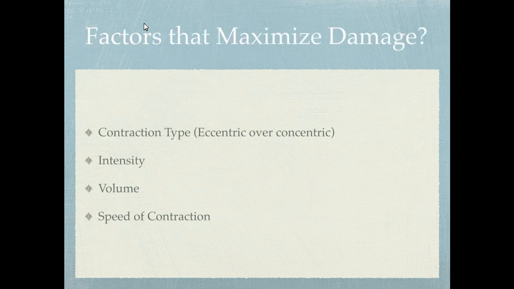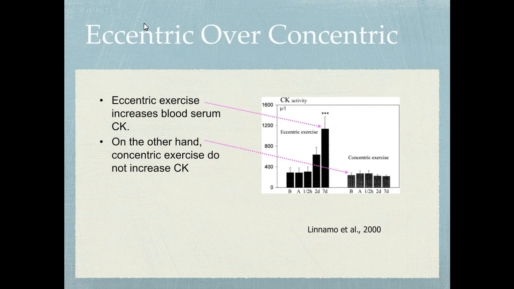So let's talk about factors that maximize damage. We have contraction type, we have intensity, we have volume, and we have velocity. So if you look at contraction type, we see maximal eccentric exercise results in more muscle damage, or creatine kinase in this case, than maximal concentric exercise. That's important to pick out. But again, as we talked about in our hypertrophy lectures, maximal eccentric contraction would also have more force because you can lift more maximally eccentrically.